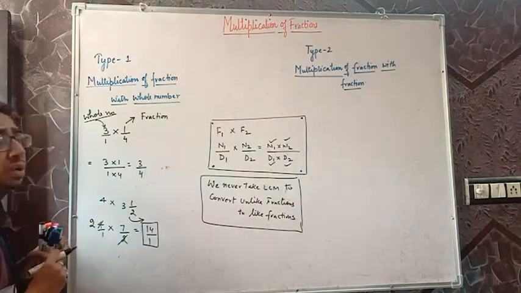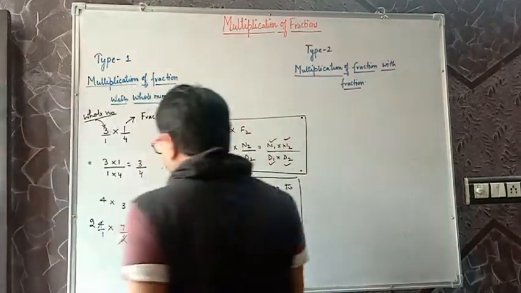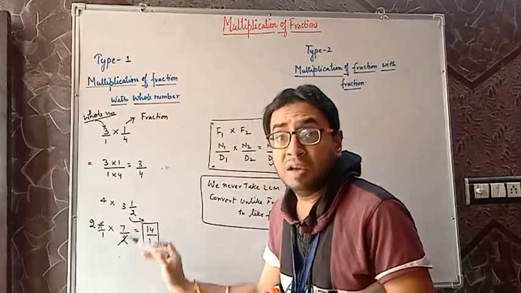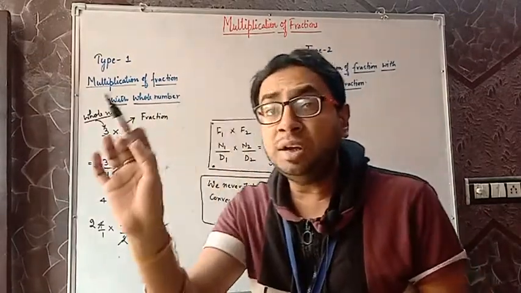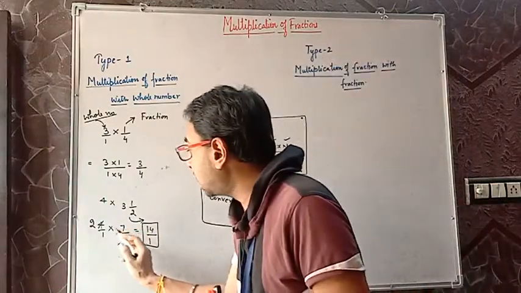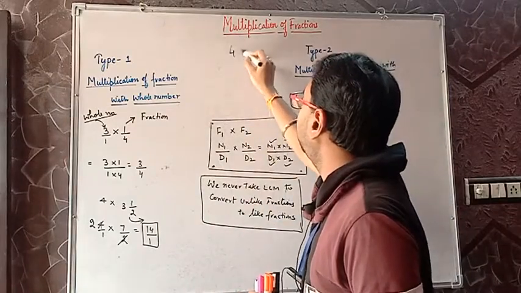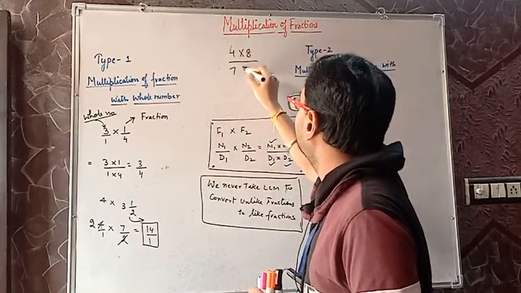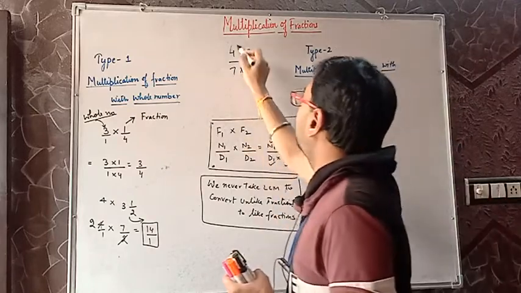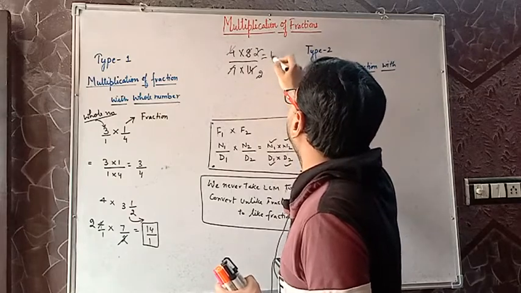One rule I want to tell you: whenever we have to cut, we can cut numerator with denominator only. We cannot cut numerator with numerator or denominator with denominator. We always cut numerator with denominator. I'll take an example. For example, you are having 4, 8, 7 and 14. Now you might be thinking, sir told us to cut, so 4 to 8, 2, 7, answer is 1, we will be getting 1.